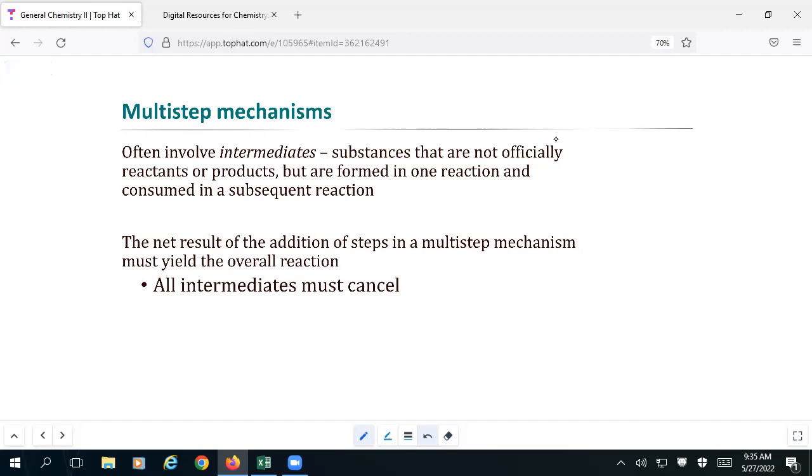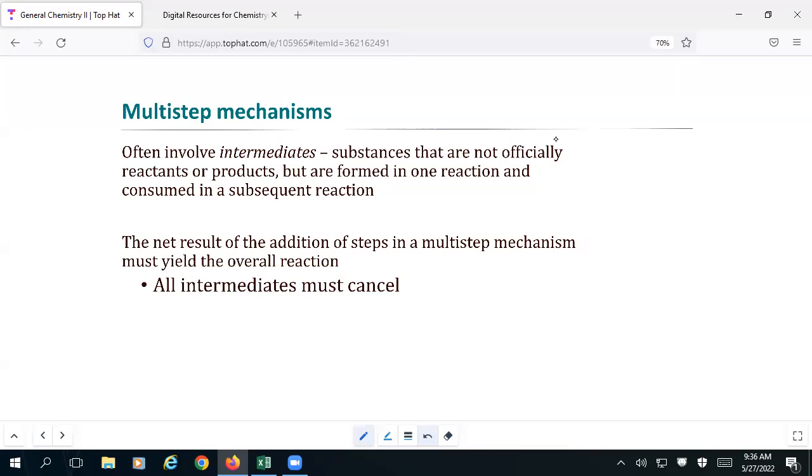Multi-step mechanisms, because they are going to have multiple steps, they're going to introduce something called an intermediate. An intermediate is something that forms throughout the course of a mechanism, but gets used up later on in the mechanism. Intermediates are rarely around long enough for us to actually track and measure their concentrations. We can largely theorize their presence based upon things like spectroscopy or just how they get us to the rate law in question.